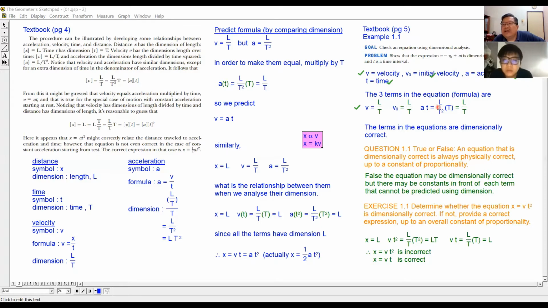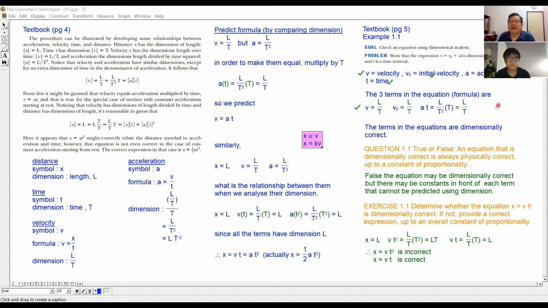Then the next term is at. A has a dimension of L over T squared. T has a dimension of T. So when the T and T cancel, I have L over T. So if you look at all these three terms, all of them have the dimension L over T, L over T, L over T.